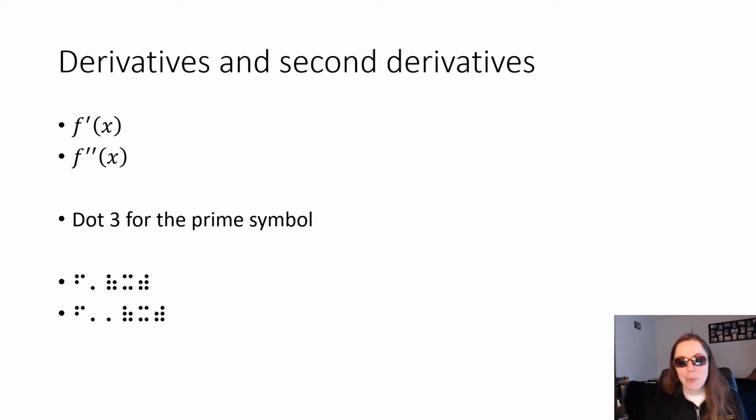Students at this level will take derivatives, take second derivatives, which are marked with a prime tick after the function name. That tick you've learned before. You've seen it in things like A prime, B prime, C prime in geometry. It's the same prime tick when you get to derivatives. There's not a different symbol for it. It's the same one used again. Remember that that's a .3 in Nemeth, which is different than what it would be in UEB.